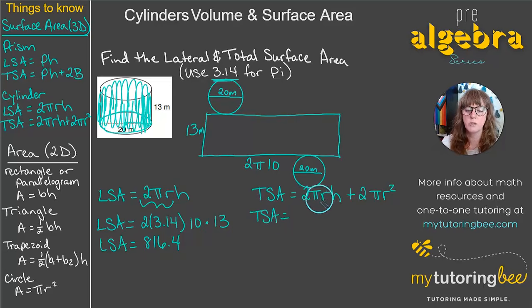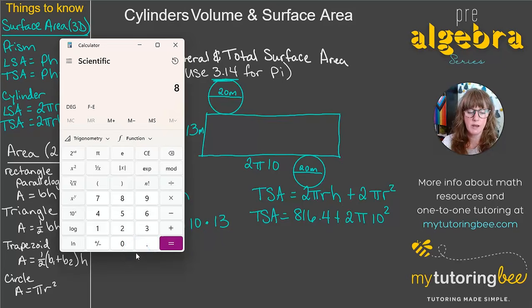So we already know our 2 pi r h is 816.4, plus 2 times pi times r squared. Our radius again is 10, and we're going to square that radius. So let's go ahead and calculate that. Okay, so we've got our 816.4 plus, now my calculator will do order of operations for me.